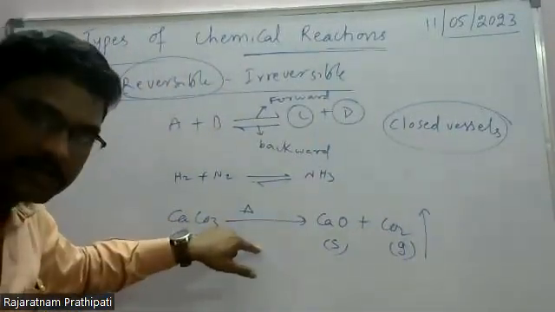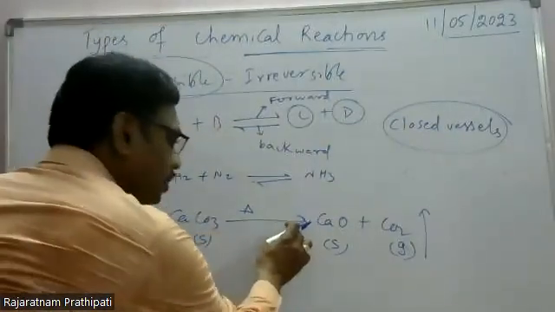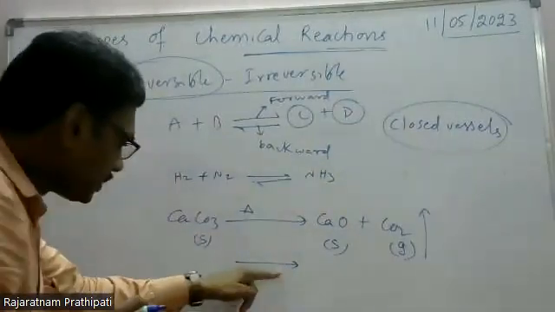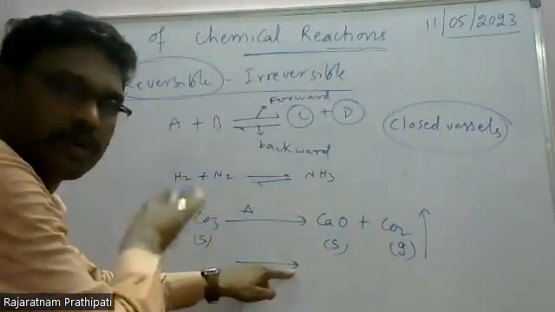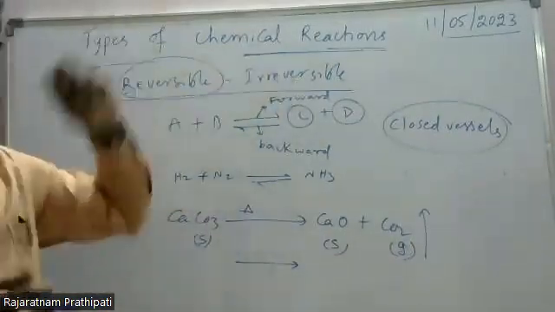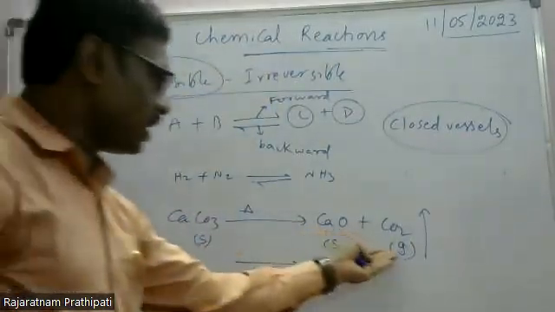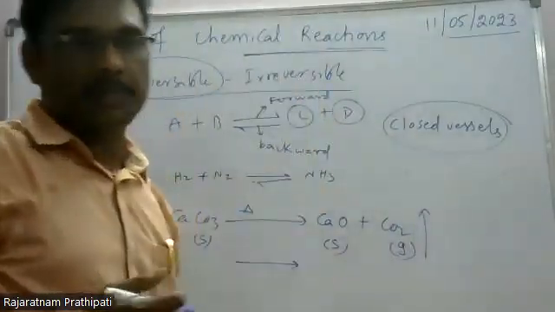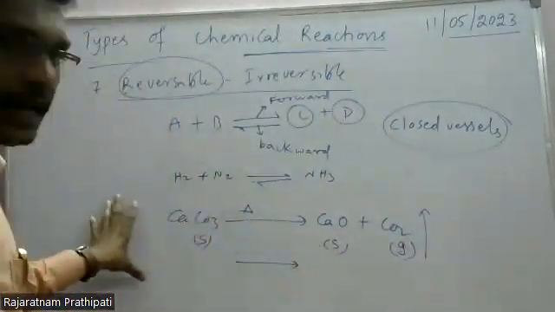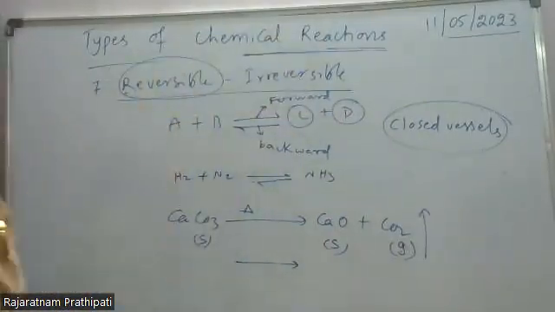This type of reaction is called an irreversible reaction. Irreversible means only forward, a single arrow towards products. These reactions are called irreversible reactions. Reactions where gas is released or escapes from the reaction mixture, and precipitation reactions, all come under irreversible reactions.